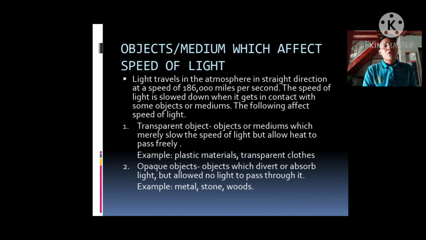Objects or mediums which affect the speed of light. Light travels in the atmosphere in a straight direction at a speed of 186,000 miles per second. Then the speed of the light slows when it gets in contact with some objects or mediums. The following affect the speed of light. The first is the transparent object: objects or mediums which merely slow the speed of light but allow light to pass freely.